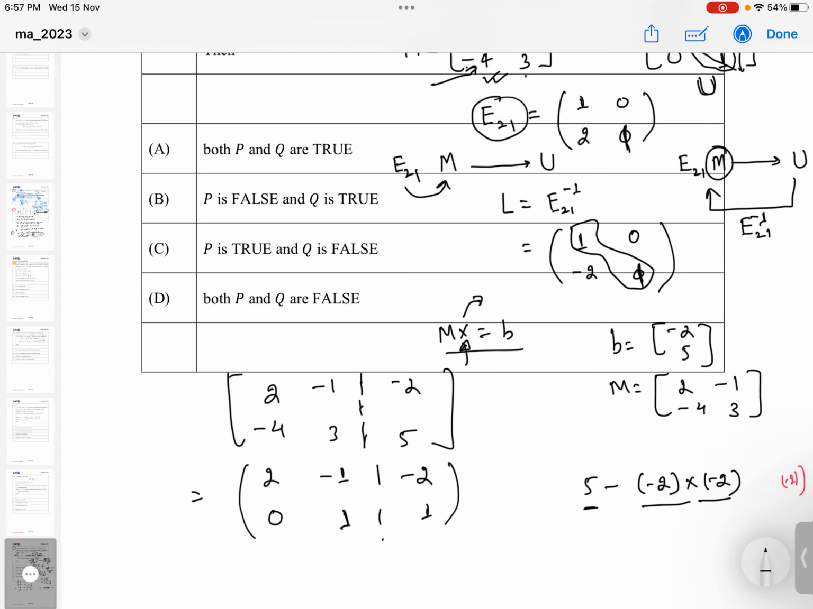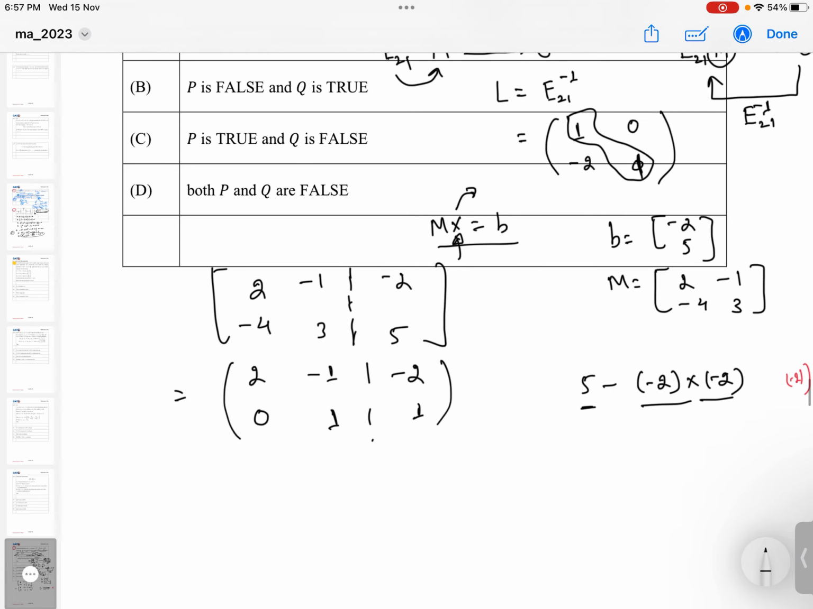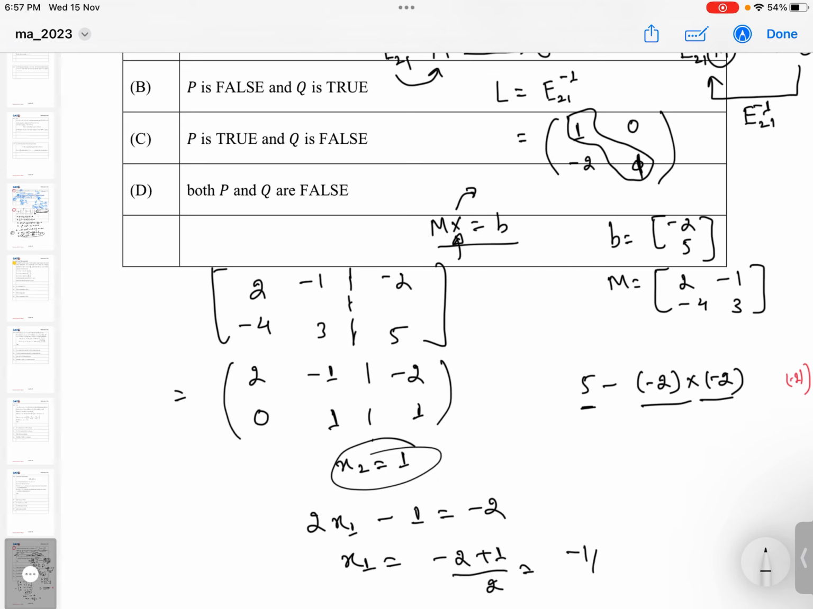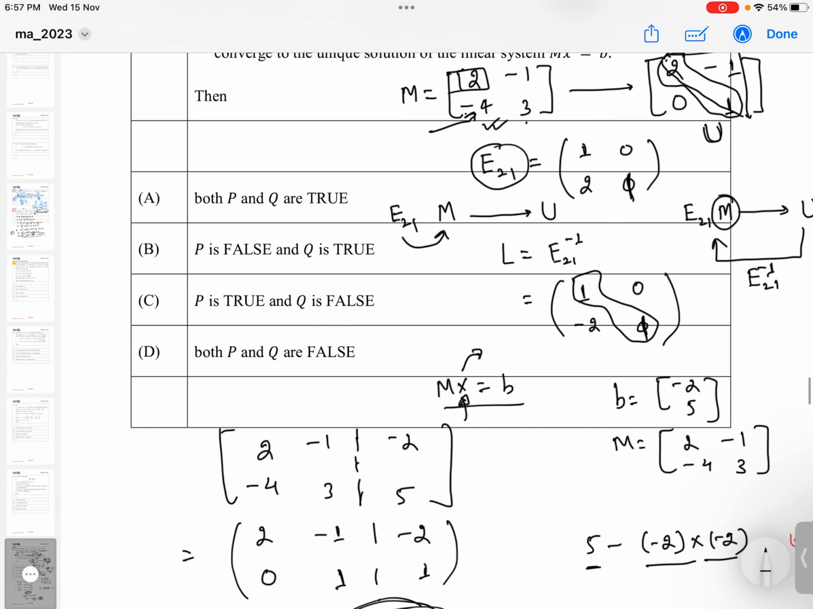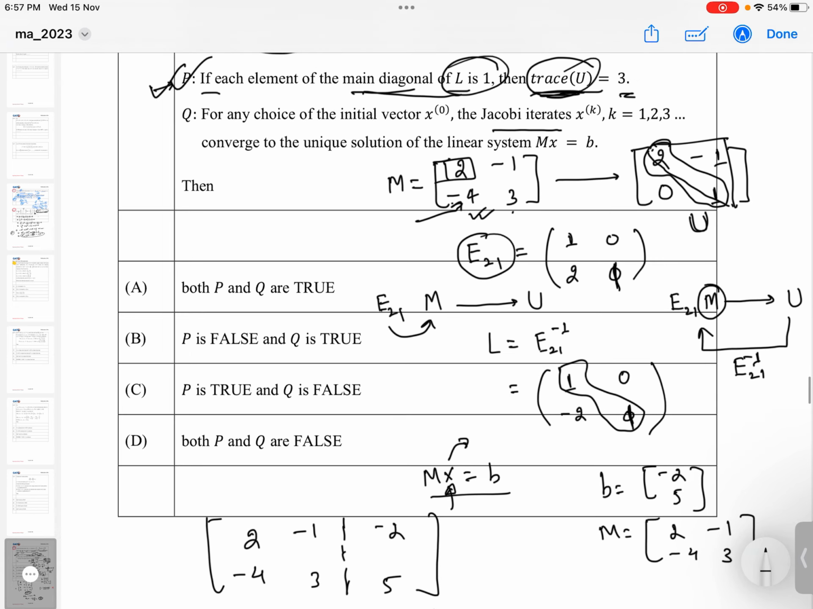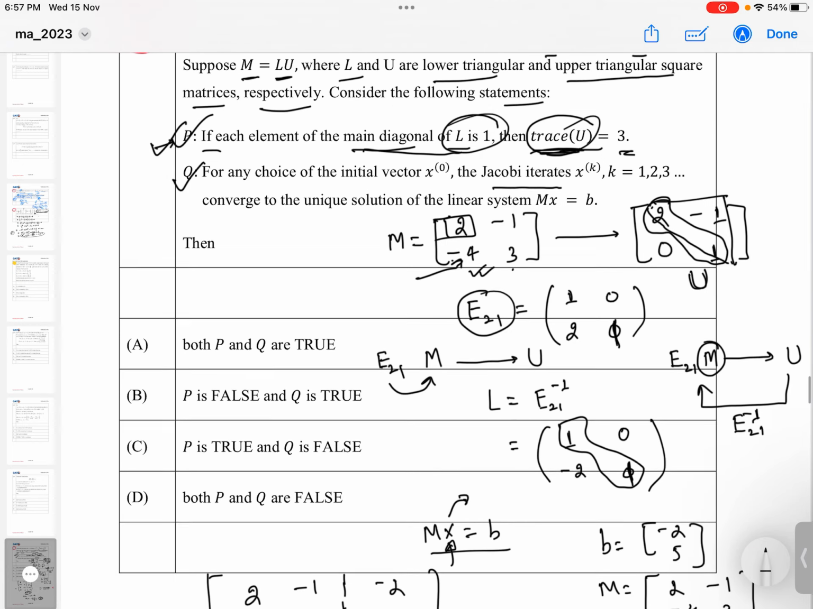If you solve this one, now you will do the back substitution. So x2 you will get 1, and 2 times x1 minus 1 is equal to -2. So from here x1 you will get -2 plus 1 divided by 2, that is -1/2. So a unique solution exists, so statement Q is also correct.